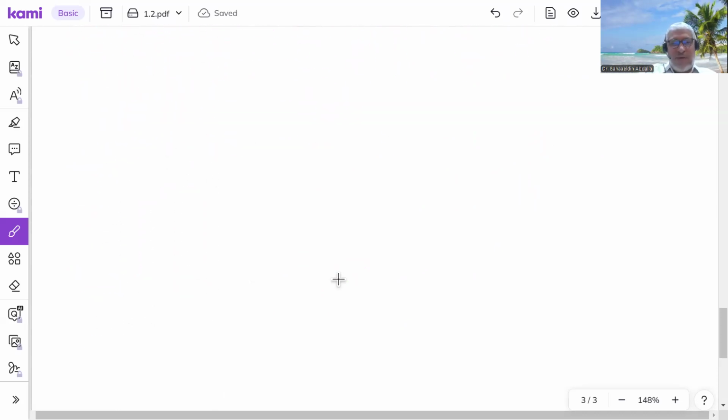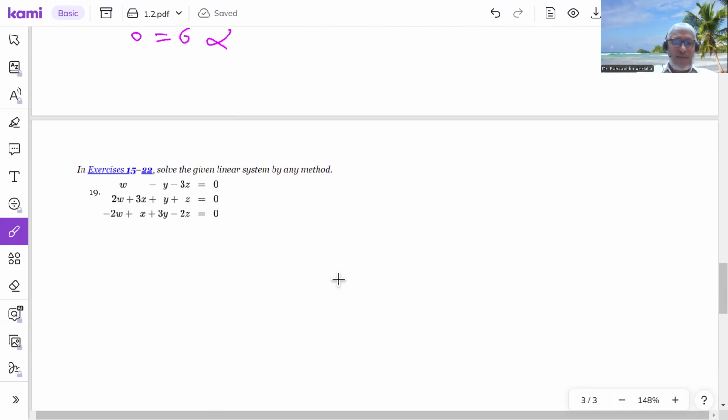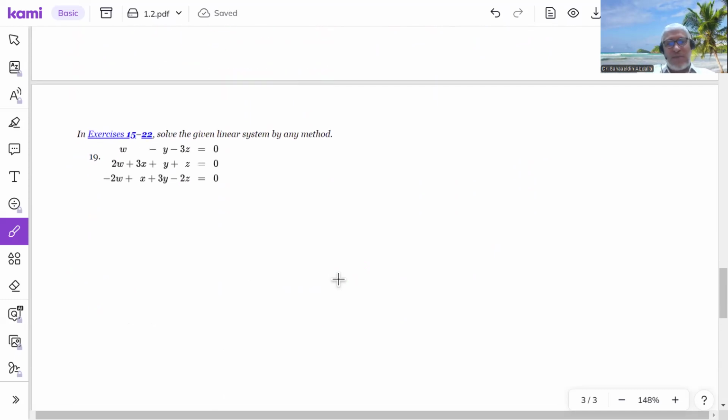Well, let us have another final example. Solve the given linear system by any method. I will solve it by Gaussian. I prefer Gaussian elimination. So I will use first, let me write the augmented matrix.